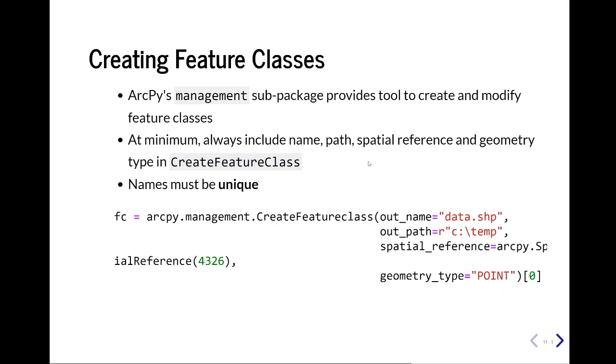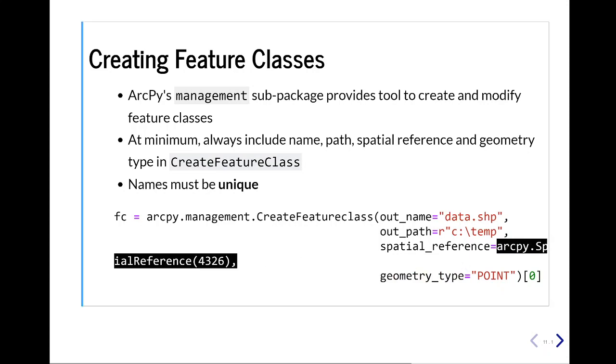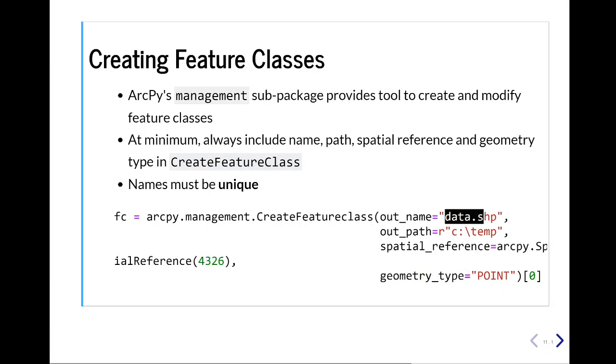That's not the only place where you have to specify your spatial reference. When we create new data, by creating new feature classes, you need to specify your spatial reference. So here we're going to create a new shapefile called data.shp in our temp folder and specify that we want WGS 1984 along with the geometry type. And now we have our new feature class.